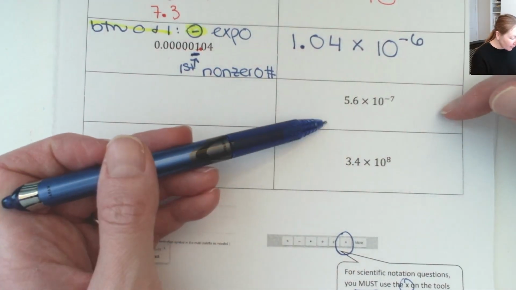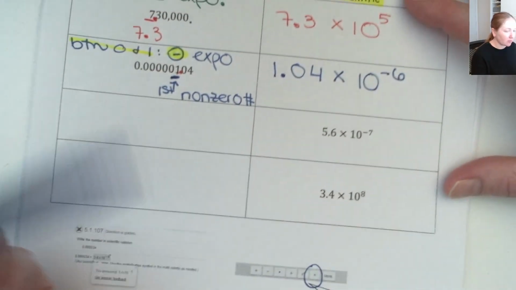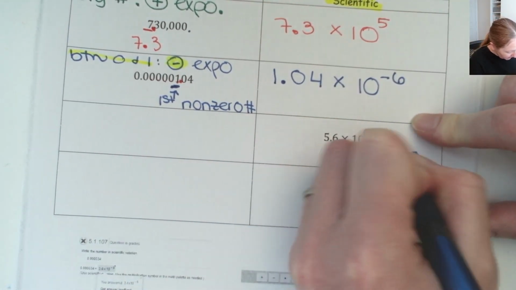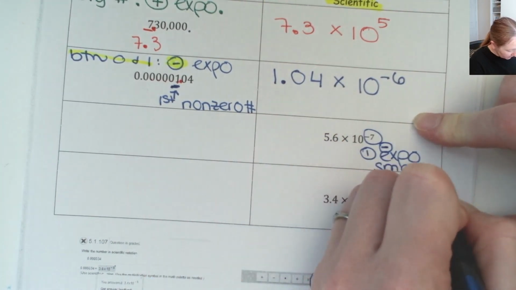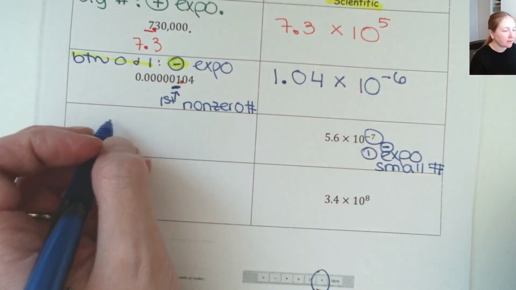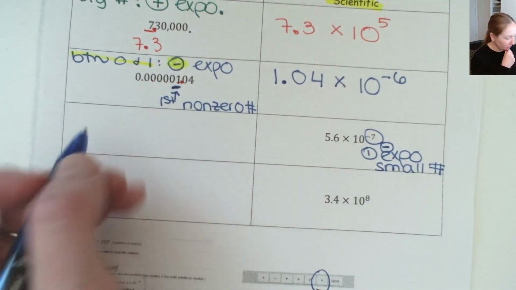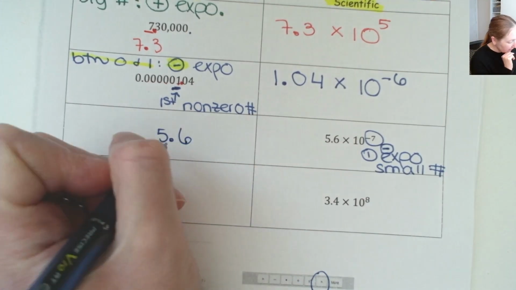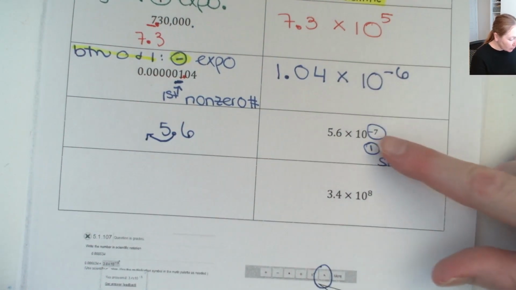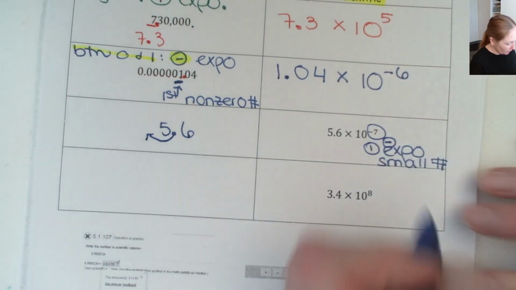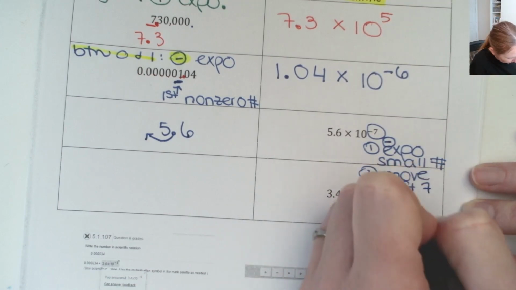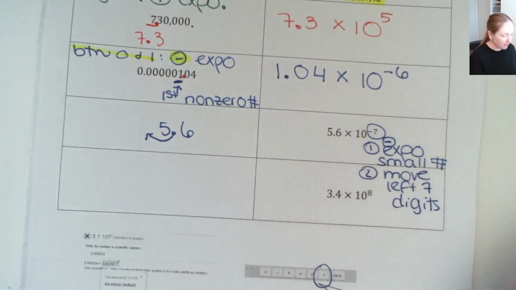All right. So going the other way, you would do the same process. You would think about, okay, what does this exponent tell me? So first, the exponent is negative. So that means that it's going to be a small number. So to get a small number, I'm going to have to move my decimal over to the left, right? So I'm going to start with 5.6. And to get a small number, I would need to move it left. And I need to move it left 7 digits from where the decimal starts and stops.